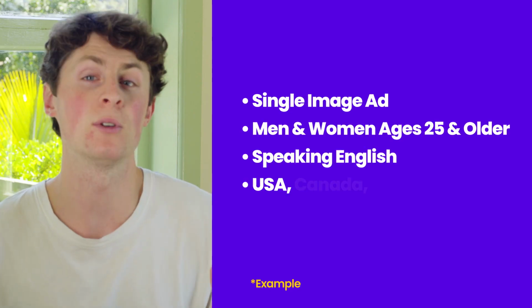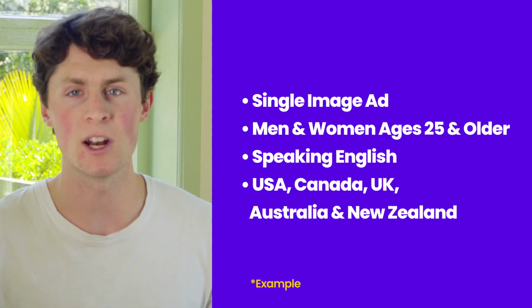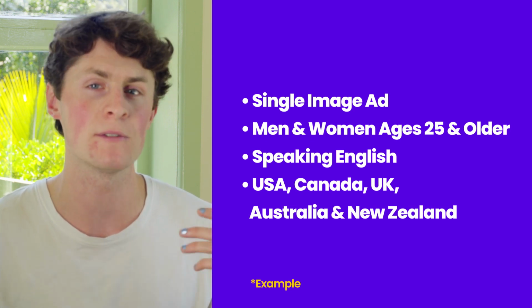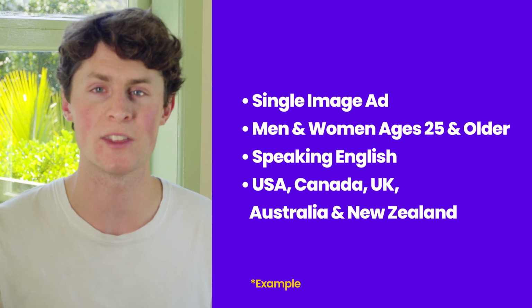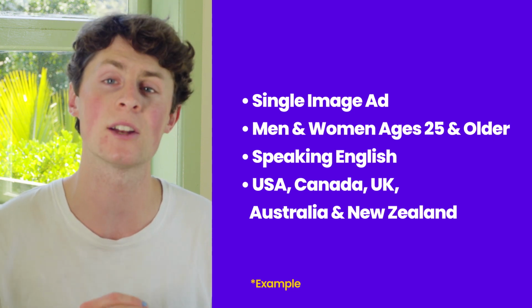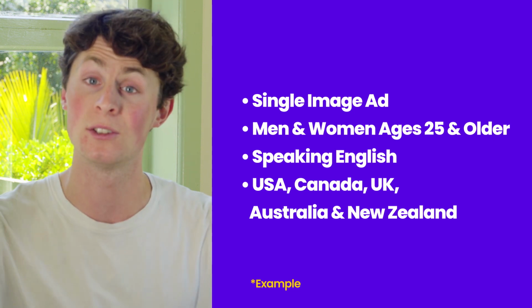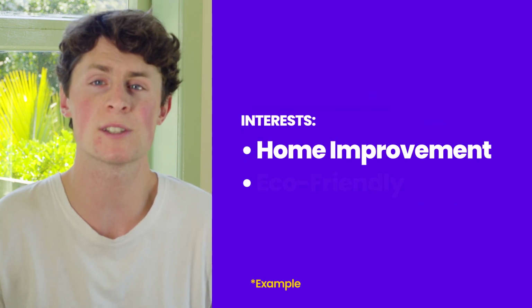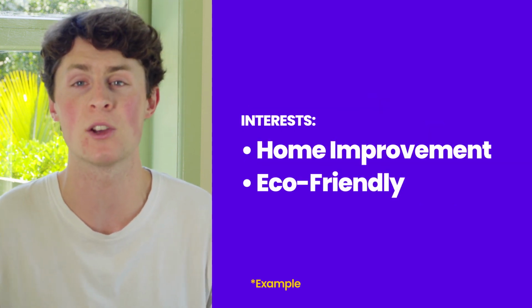So let's say I was going to sell a product, maybe, I don't know, a shower head. So I'm creating a simple single image ad, and I'll be targeting men and women aged 25 and older. So they'll be speaking English and they'll be in the top 5: USA, Canada, the UK, Australia, and New Zealand. And in terms of interest, I'll be targeting home improvement and eco-friendly.